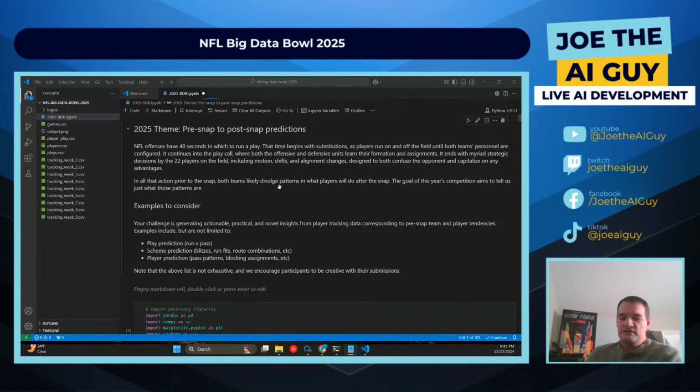So the goal of this big data competition is to use the pre-snap information to predict the post-snap information. Think of it like this: you want to use everything that happens before the ball is snapped to try and predict whatever you like out of what's going to happen afterwards. You could do things like we started with, just predicting whether a play would be run or pass, and then expanding that into what we're doing now, using this to predict the route combinations on a play.